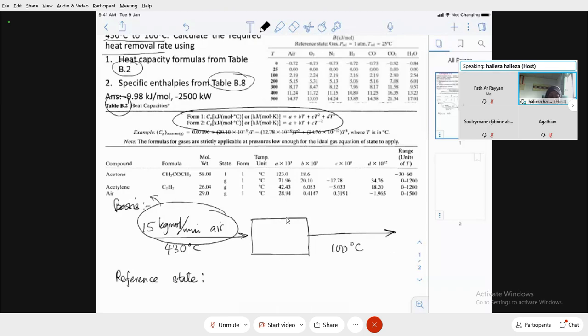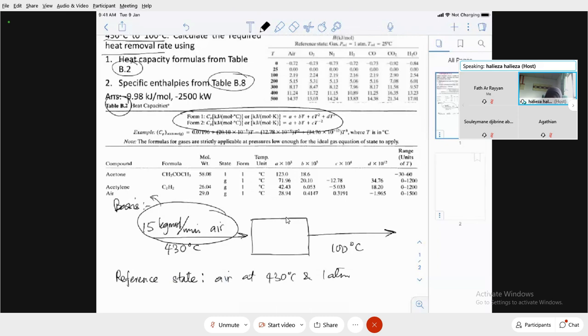You want inlet or outlet. If you are going to start from inlet, then you're going to specify A at 430 degrees C and 1 atm. That is your inlet. Or you could do the outlet, either one. But remember, if you integrate, your starting point is where your reference state is. So your first temperature at the bottom of the integration will be your reference state.